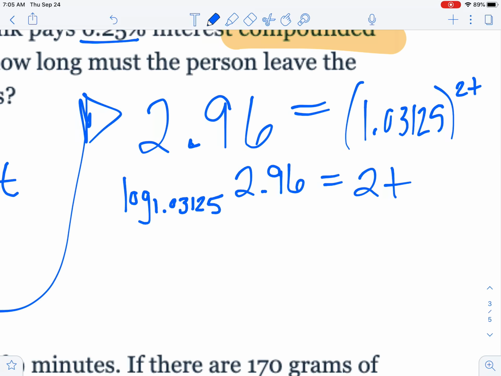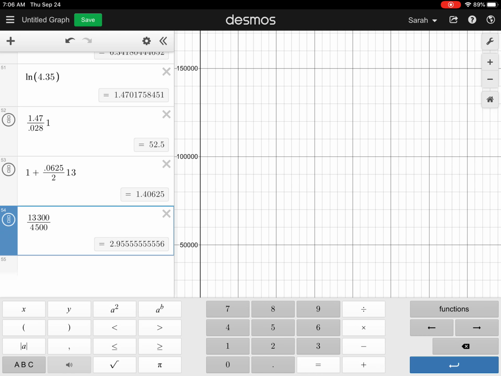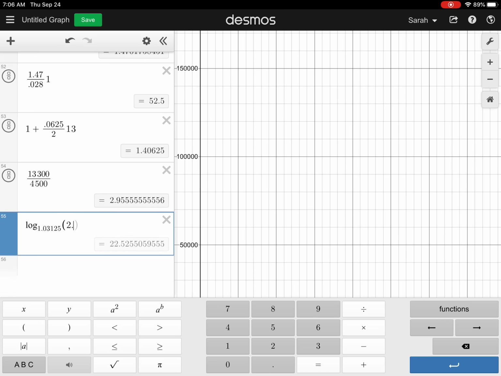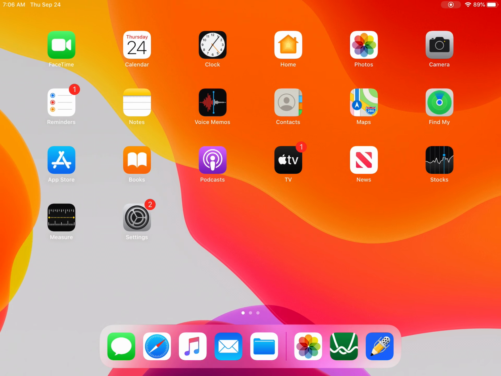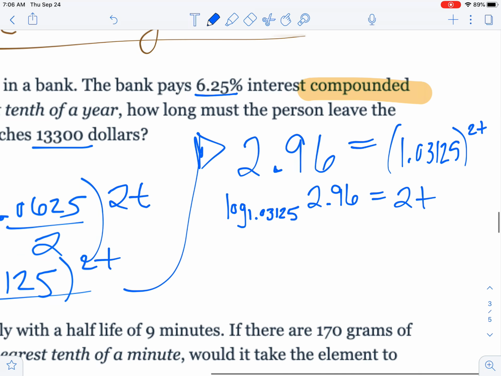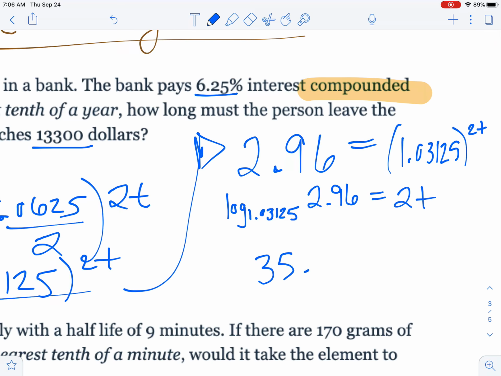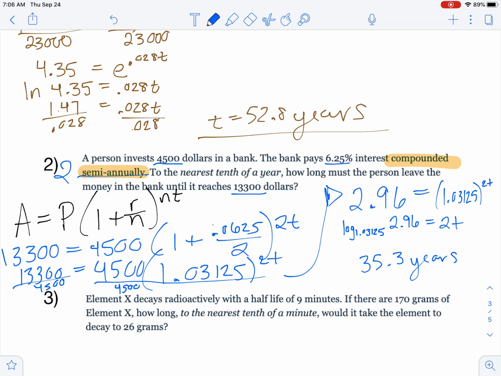All right. So now we have log base 1.03125, right? Did I say that correctly? Okay. And then 2.96. 35.3. We'll round, because it said round to the nearest tenth of a year. 35.3 years. Okay? Alright, guys.